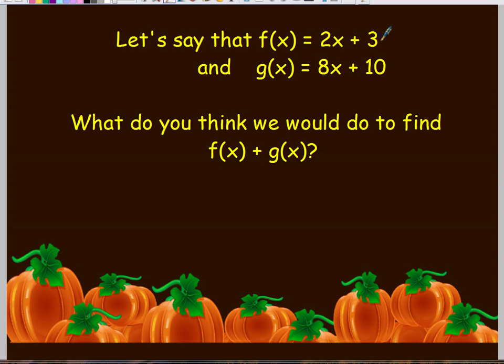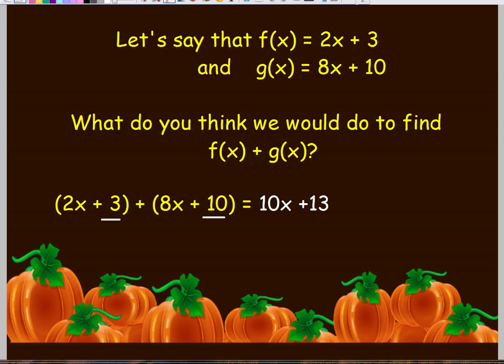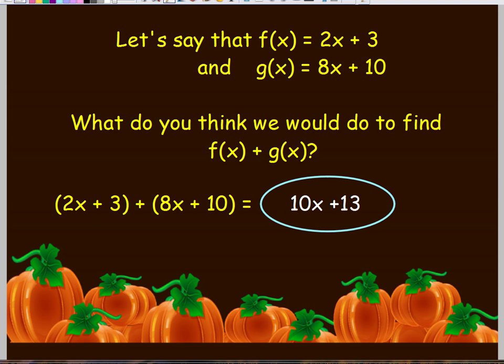So let's say f of x is 2x plus 3 and g of x, or a different function, is 8x plus 10. What do you think would happen if we had to add f of x and g of x together? We would simply take those two functions and add them. Remember, we would be combining like terms, so 2x plus 8x gives me 10x, and 3 plus 10 gives me 13. So f of x plus g of x is 10x plus 13.